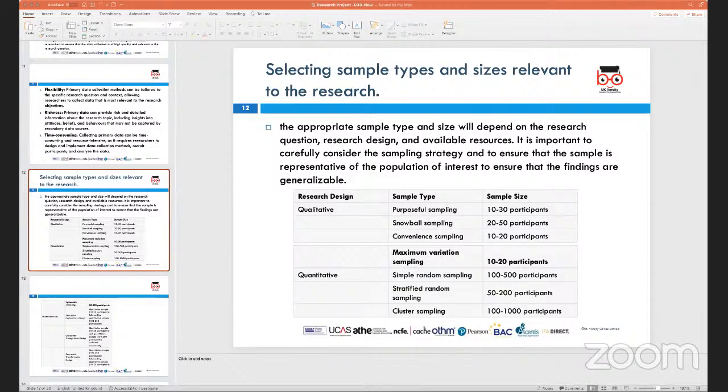Now, quantitative is in any case related to numbers, and when we talk about numbers, we obviously talk about statistics. Here, simple random sampling is one of the techniques wherein you're looking at about 100 to 500 participants. Then we talk about stratified random sampling, which would mean 50 to 200 participants, and cluster sampling.